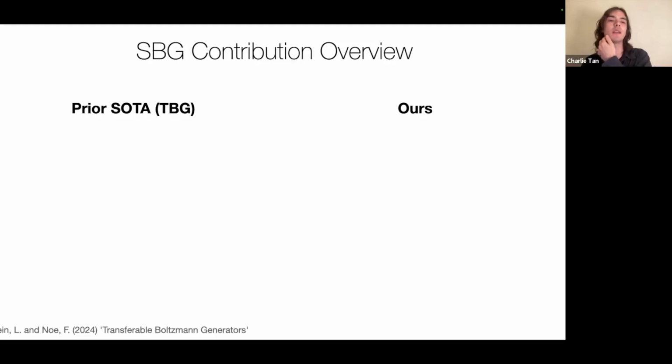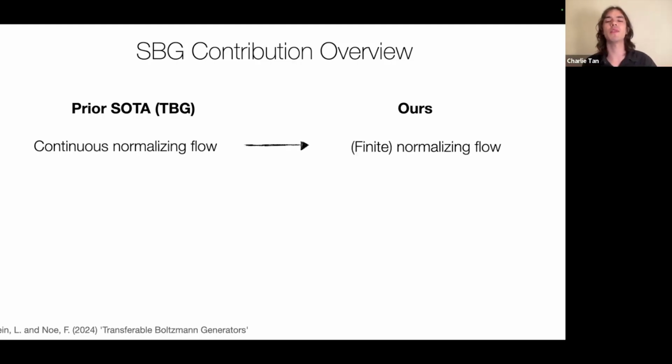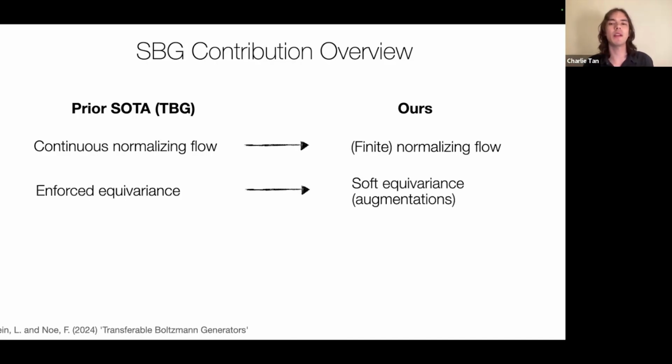Compared to the prior state of the art, we replaced the continuous normalizing flow with the finite normalizing flow. This was essentially just the TarFlow. Instead of operating on patches of images, we were just operating on a sequence of atoms. Instead of using enforced equivariance, we just do soft equivariance data augmentations. This follows the direction that some of the bigger protein generative models have been heading in. By doing this, we are able to do not only self-normalized importance sampling, but more sophisticated sampling algorithms that require more energy evaluations, such as sequential Monte Carlo.